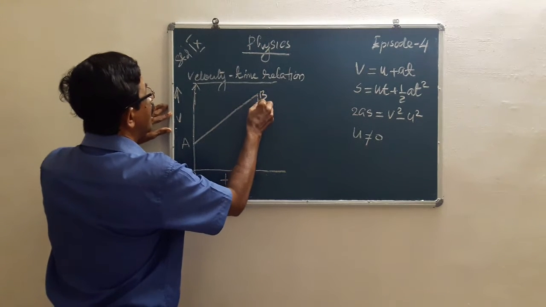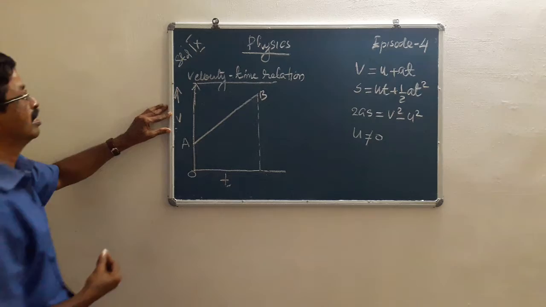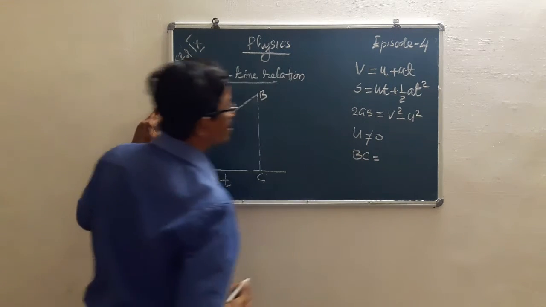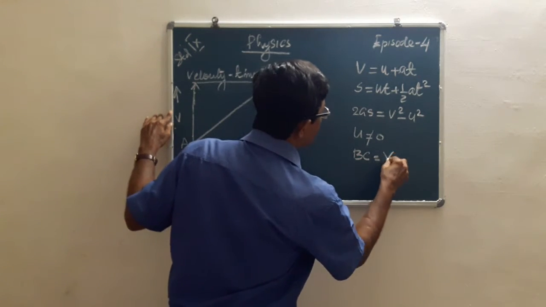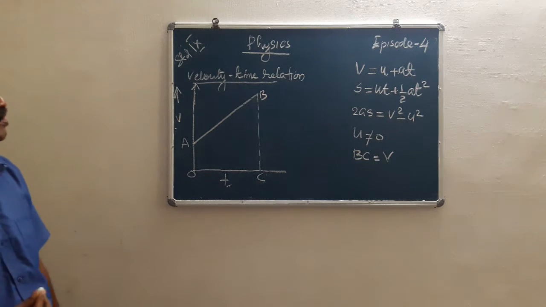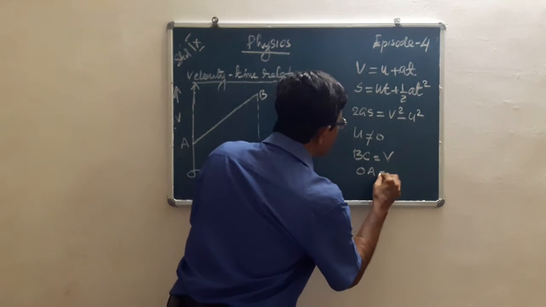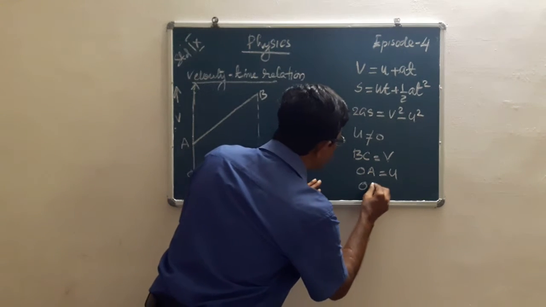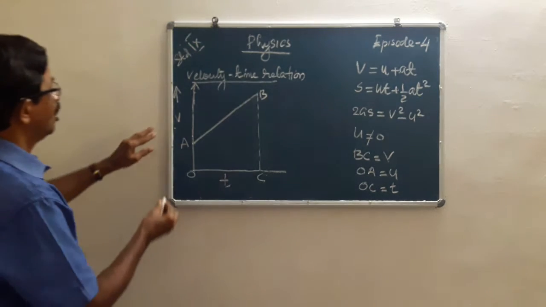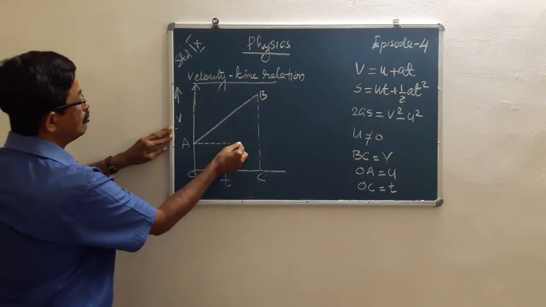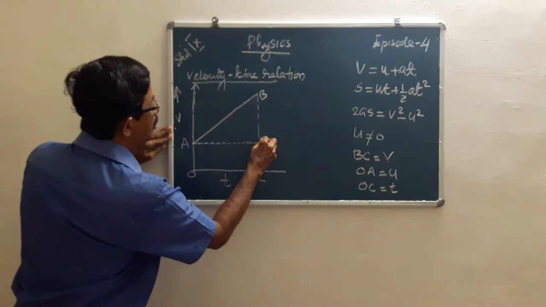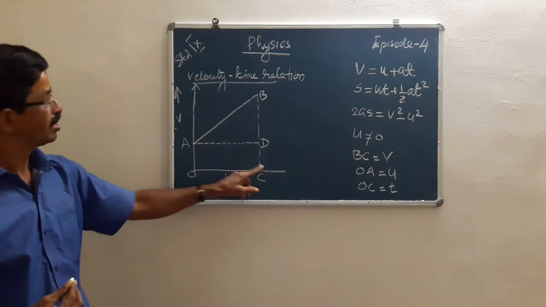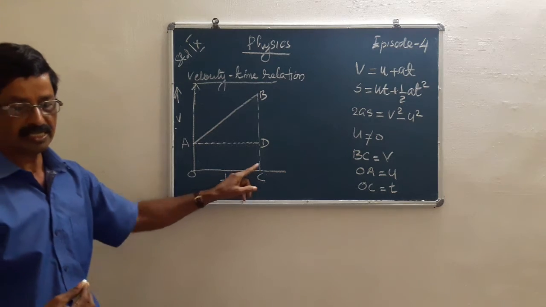See, we draw a line perpendicular to the time axis. Let it be BC. Here BC represents the final velocity V. OA is the initial velocity U. And OC is the time. Now draw a line parallel to OC, and let this point be D. Now AD equal to OC. See here.